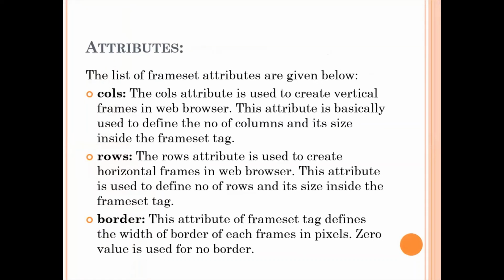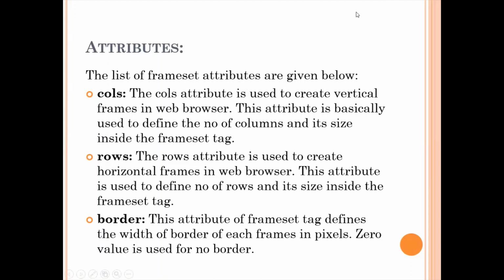The list of attributes are as follows. The first attribute is cols. Cols is for if we want to divide the browser screen into columns. As we have seen in the example in the previous video, when we want to divide the browser screen into columns, then we will use the attribute cols. The second one is rows.